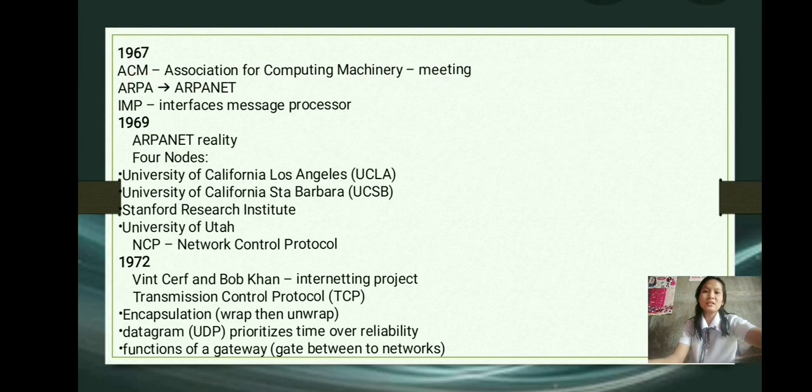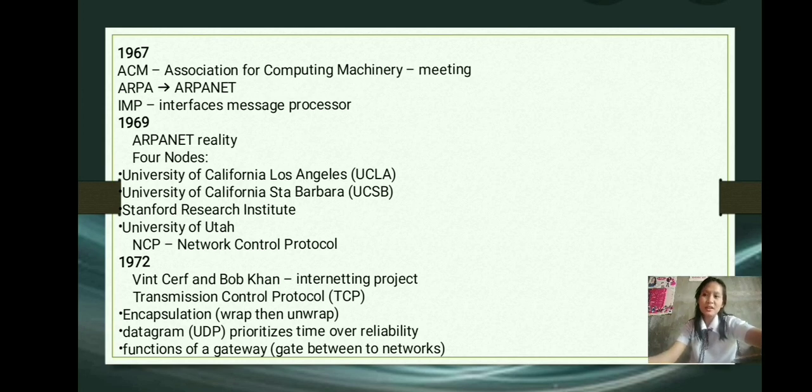In 1967, at the ACM, the Association for Computing Machinery, in the United States, Roberts published the plan for the so-called ARPANET. The early packet switches were known as Interface Message Processors. On Labor Day in 1969, the first IMP was installed.